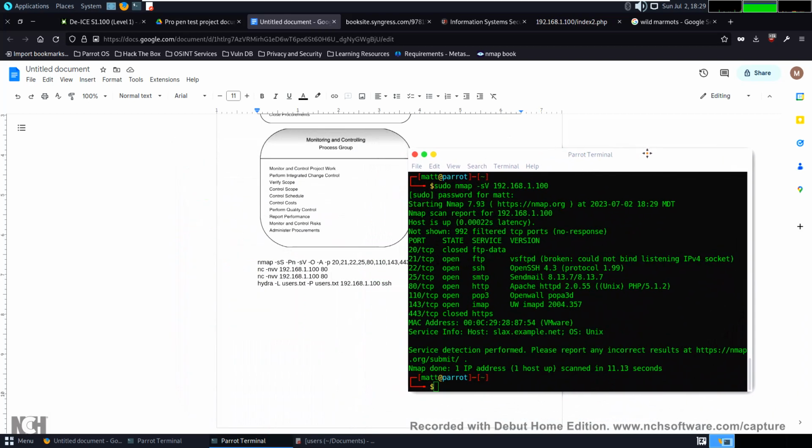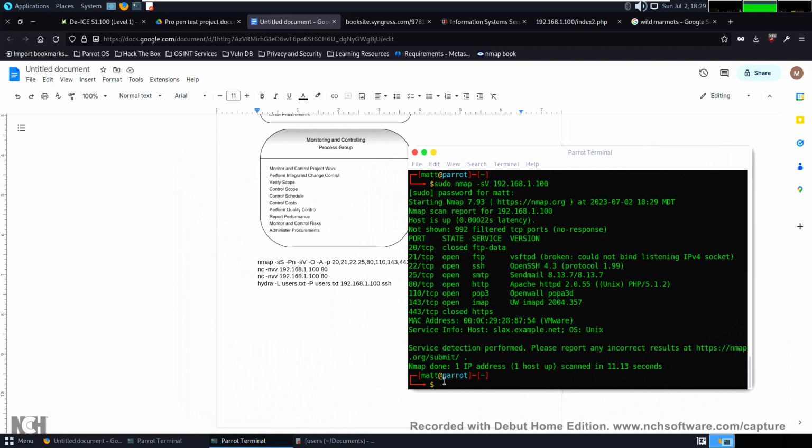But let's go over these other commands that I messed with during the last couple of hours. Netcat. I still don't know what netcat is or how to properly explain it, so you're going to have to Google it.